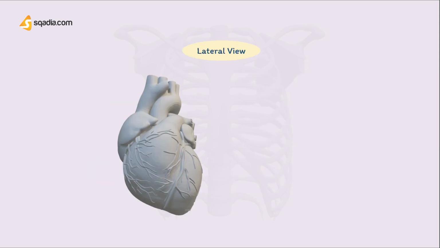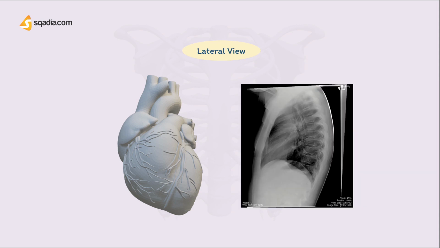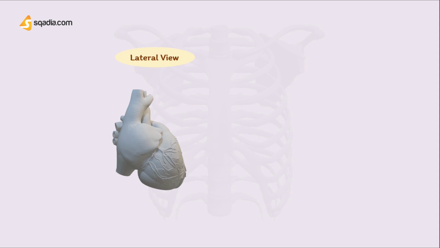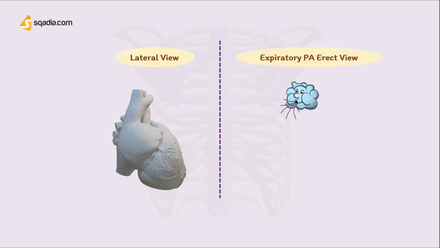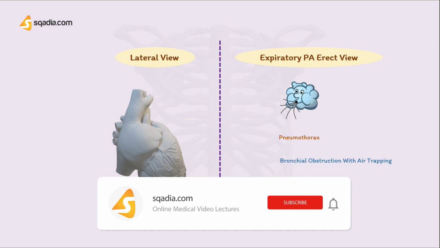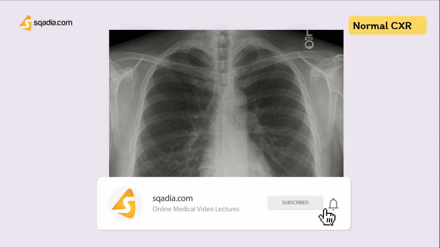Another view is the lateral chest X-ray, which is used to give further views of the contours of the heart and the inferior vena cava, which is seen entering the right atrium, and more details of the anatomical location of lesions. However, this is rarely performed now as CT gives more information. Expiratory PA erect chest X-ray is used rarely for helping to detect a suspected pneumothorax or suspected bronchial obstruction with air trapping. So let's move on to identifying some structures.